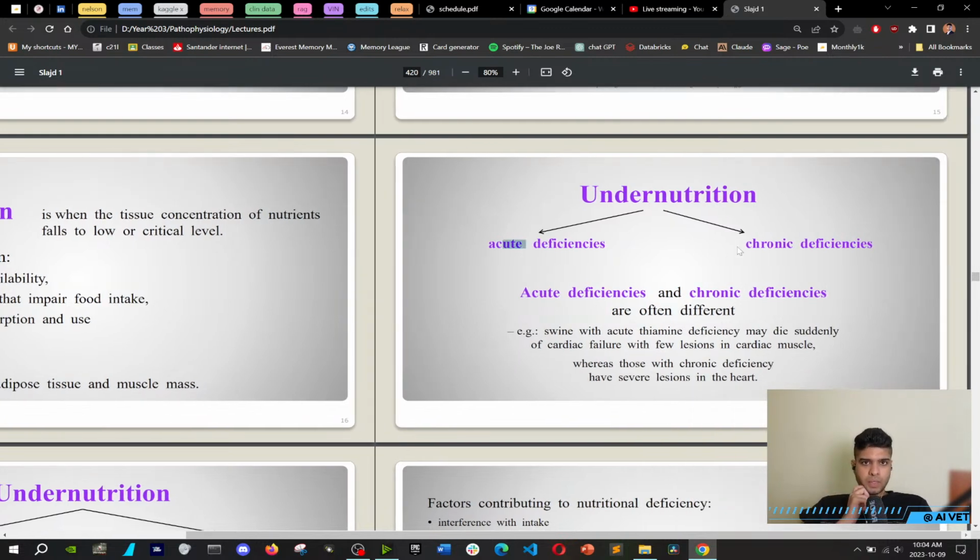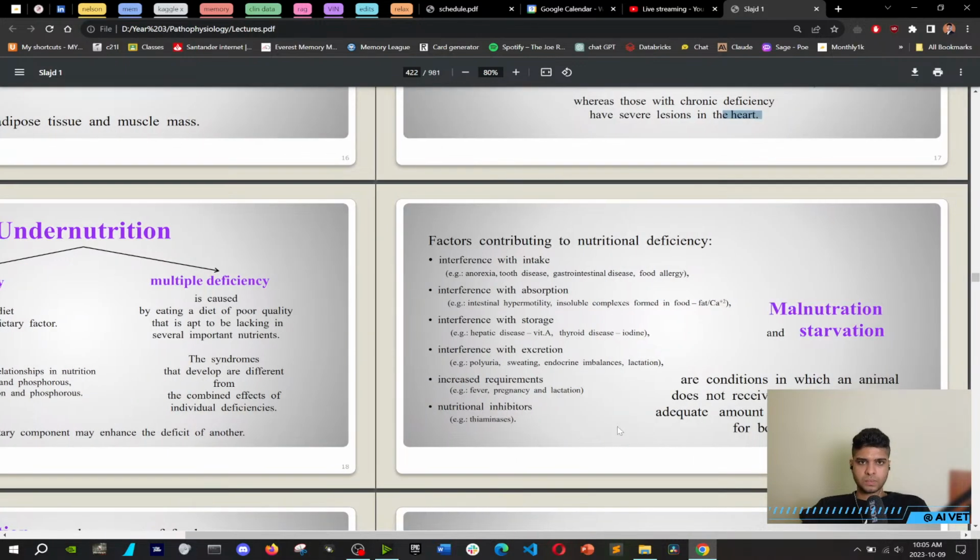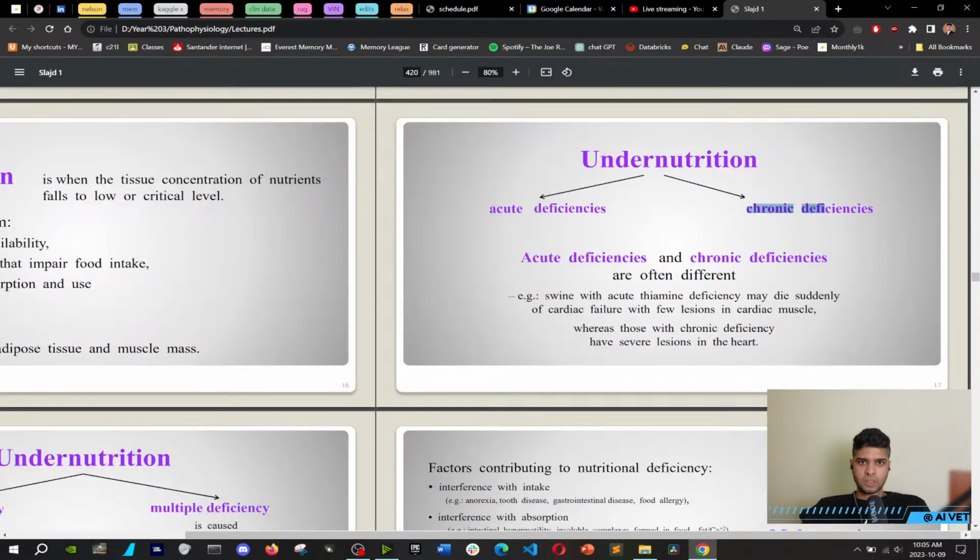And then acute level and chronic. Okay, acute and chronic. Acute could be like some kind of a disease, I guess. Chronic could be something slow and painful. A swine with acute thiamine deficiency may die suddenly. Yeah, acute is sudden. Okay. See few lesions in cardiac muscles, whereas those with chronic deficiency have severe lesions. Severe lesions in heart. Acute deficiency, chronic deficiency.